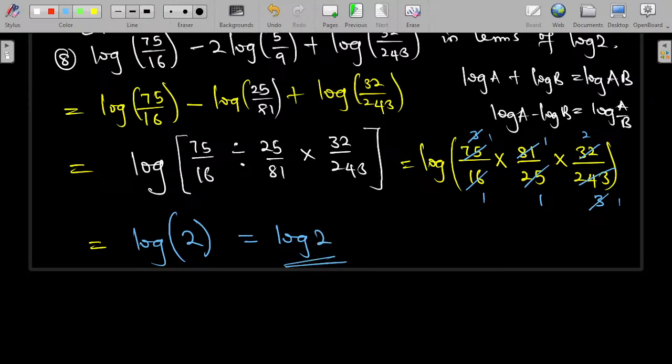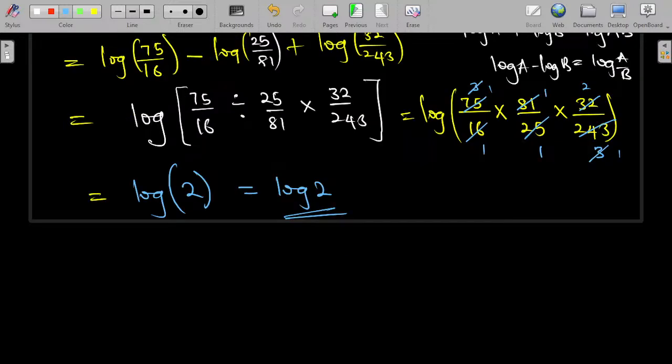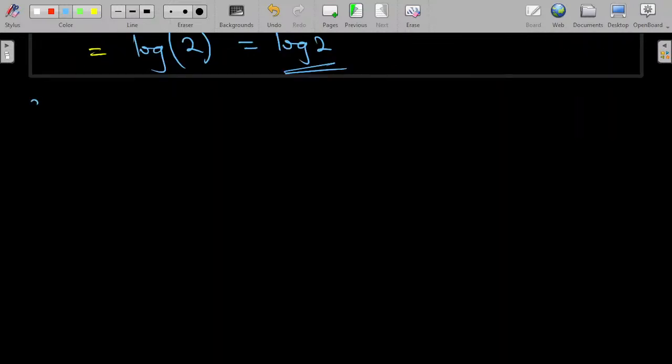Funny enough, they said we should express it in terms of log 2, and everything just gave us log 2. But be careful, it may not always be so. It can be maybe 3 times log 2 or 4 times log 2 or whatever. But expressing in terms of log 2 means that everything should be simplified to contain only log 2. And that is for number 8. Excuse me. So we move over to number 9.